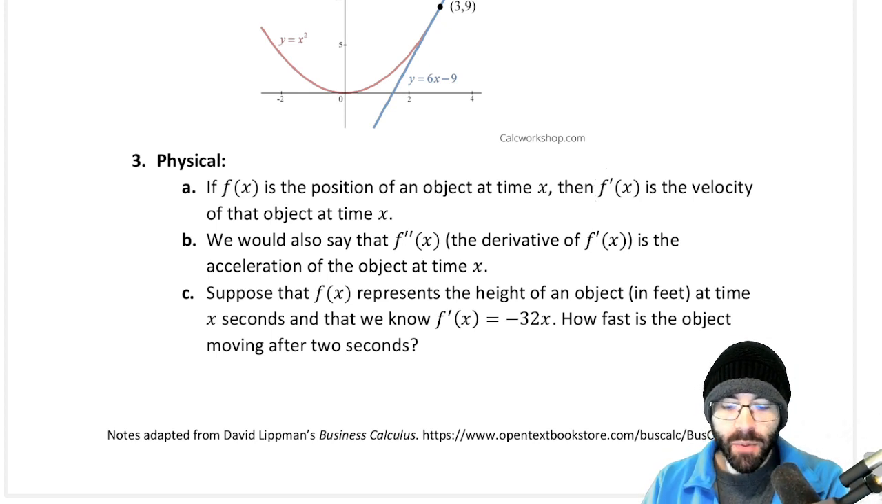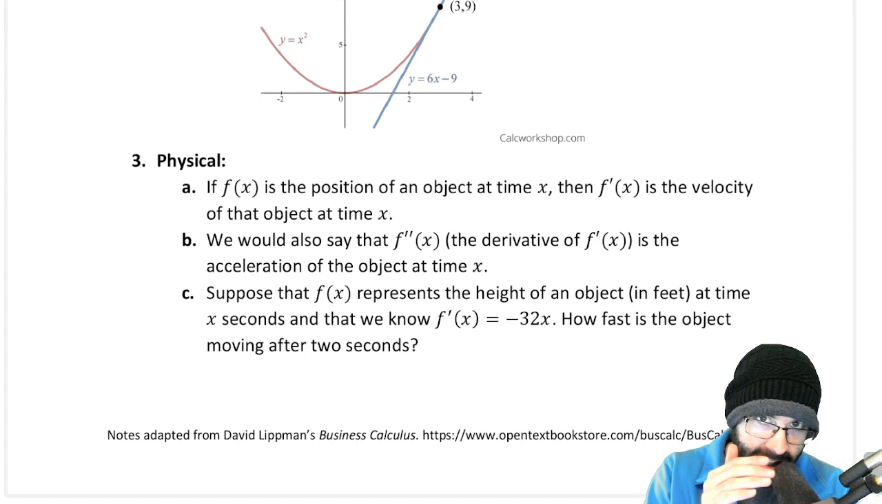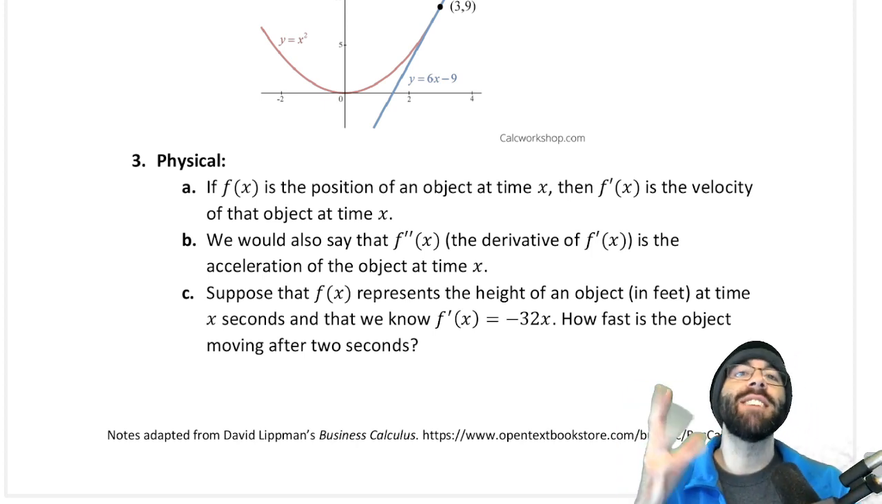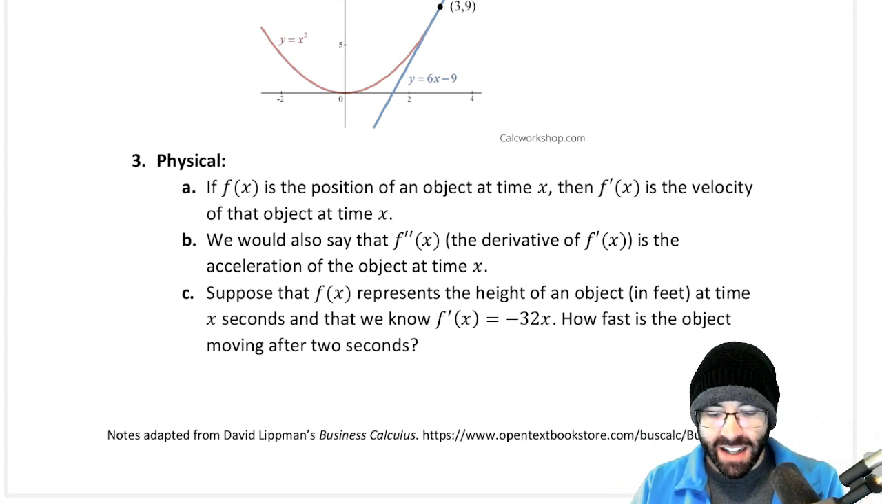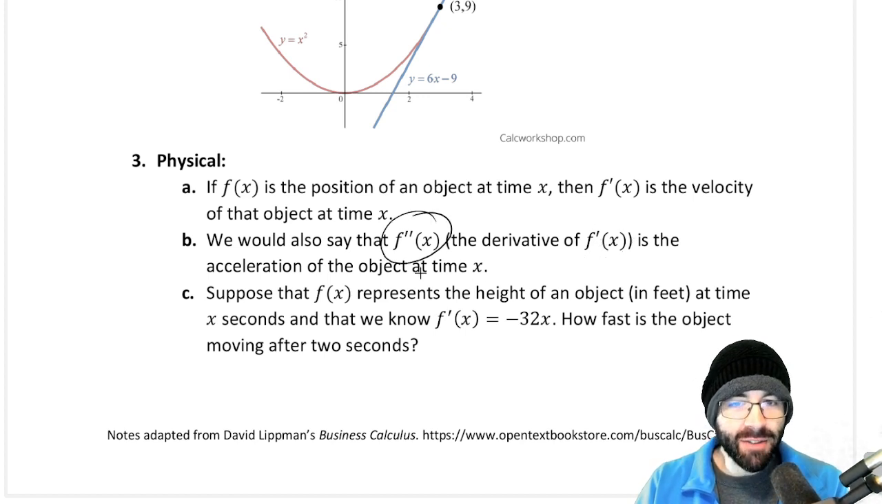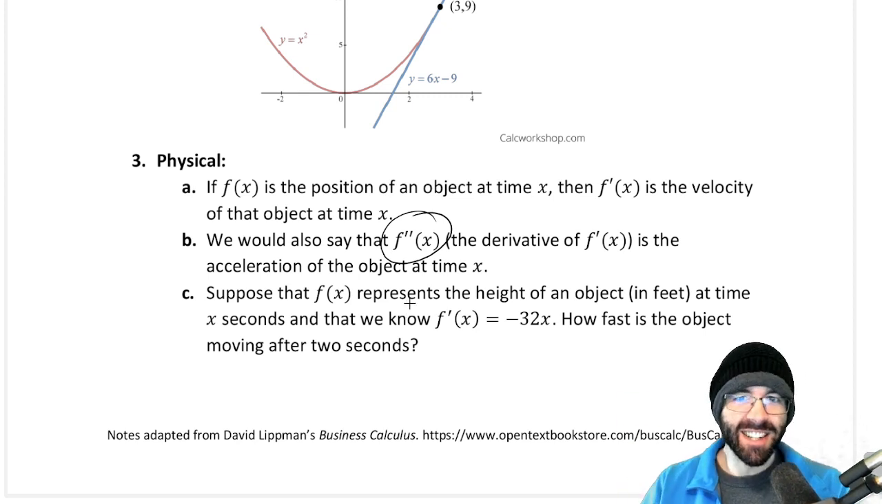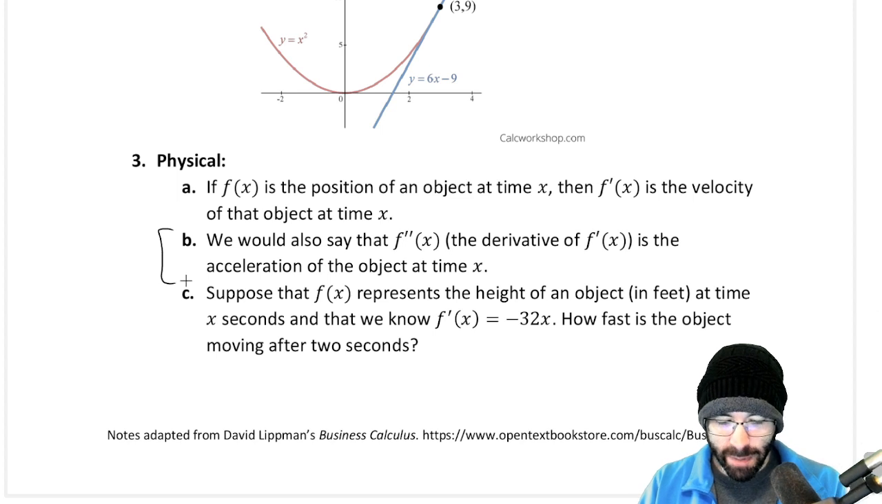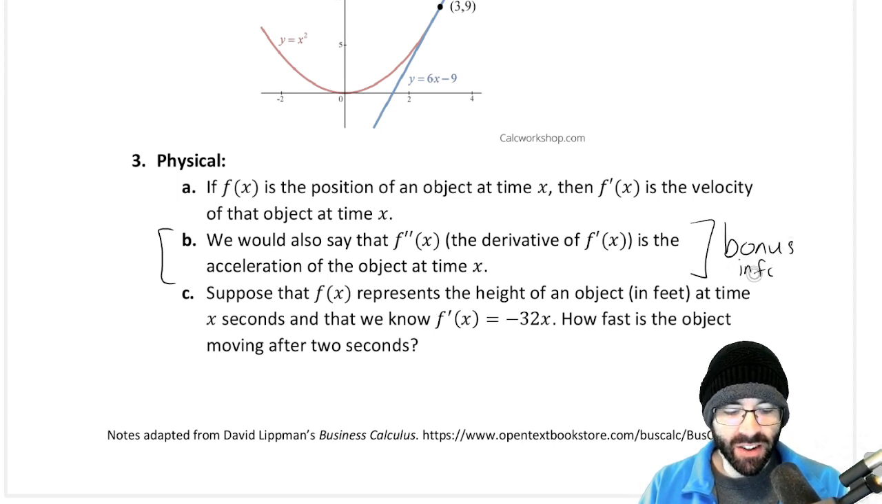Okay? And then we can take it one step further. We can actually take it a lot of steps further, but we're only going to take it one step further and say that the derivative, the rate of change of velocity, can be written f double prime, and that's acceleration. How your velocity is changing is your acceleration. But yeah, we're not really doing that much. This is bonus info. You don't need to know this for this class, really.